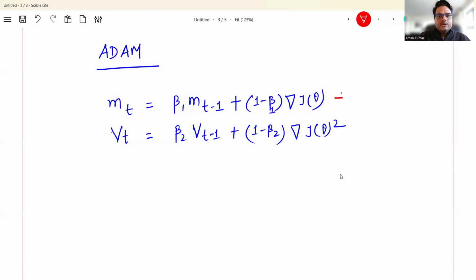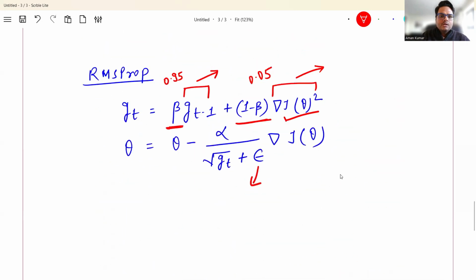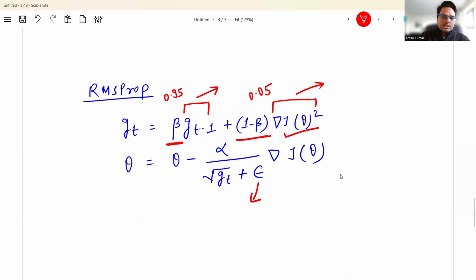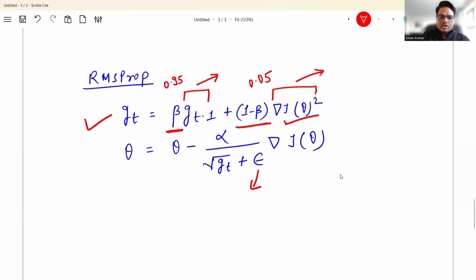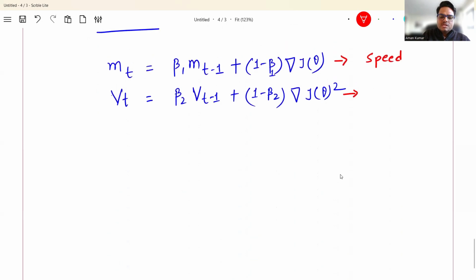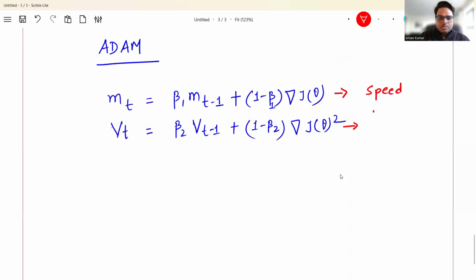This part is taking care of your speed, and it is coming from the momentum formula. If you watched my previous video, you can just see the momentum formula once. It is very similar to that. And this bottom part we just wrote now in RMSprop. If I scroll up a little bit, you will see that this is what is happening here. I'm talking about this equation. So it is taking speed and it is taking decay, both.